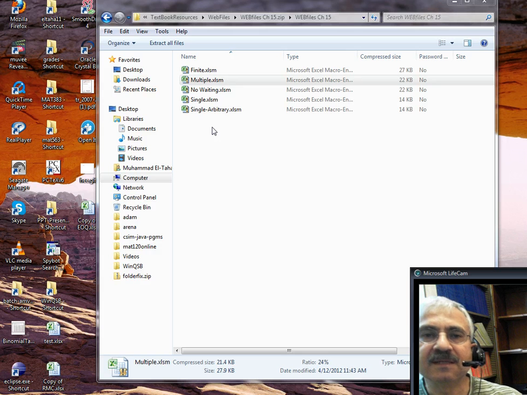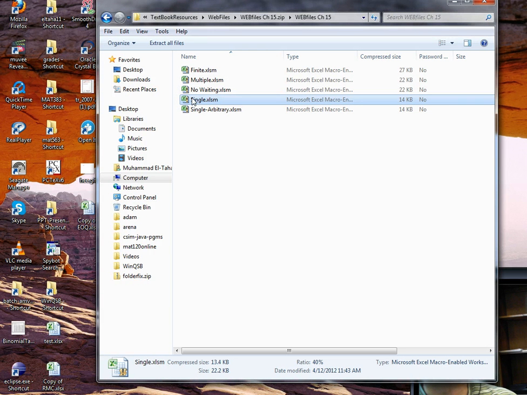We did 5 models: the single server model, the multiple server model, and that's the single server file, that's the multiple server, the finite population model, the no waiting model, sometimes called the loss model, and when you have non-exponential service times, called the arbitrary service time model. So we're going to start with the single server model.